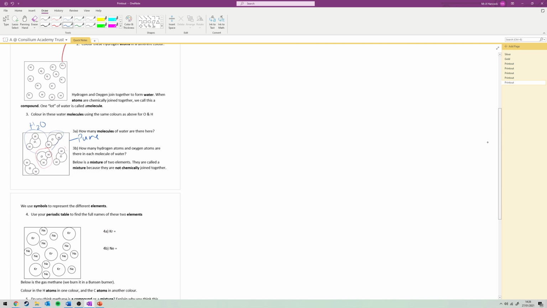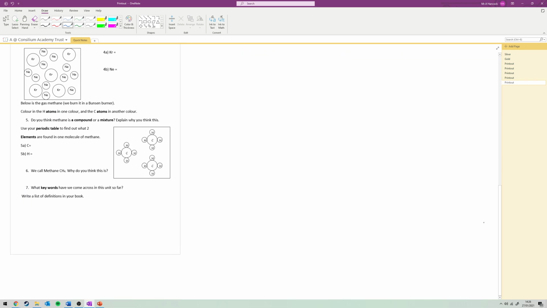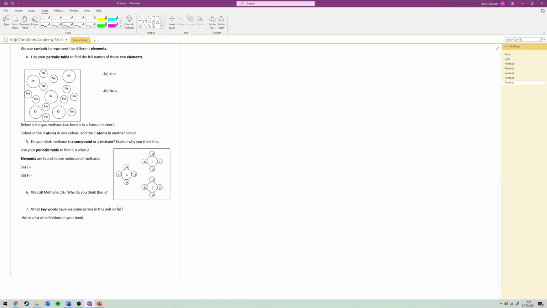Now let's go down a little bit. Sorry about that, went a bit too far. Right. Well, we should be able to find the names of these using our periodic table. And if you look at this, notice that you've got two different types of atom here. You've got this one and you've got this one. But notice that none of them are joined together. You can separate each one of these. Because you can separate each one of these things here, right? This is a mixture.